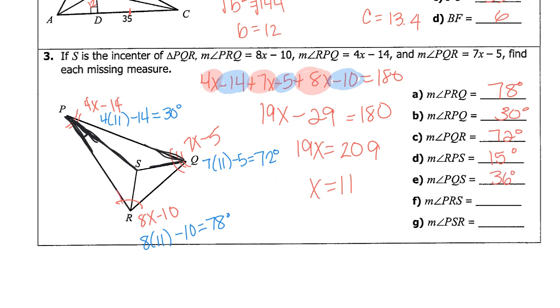And angle PRS is over here. So that's half of 78, so I get 39 degrees. And the last one, angle PSR. PSR is this angle right over here. So I already know that this one is 15 degrees and this one is 39 degrees. Remember that the sum of the angles for a triangle is 180. So if I add those two up, 39 and 15, and subtract from 180, I get the third angle, which gives me 126.